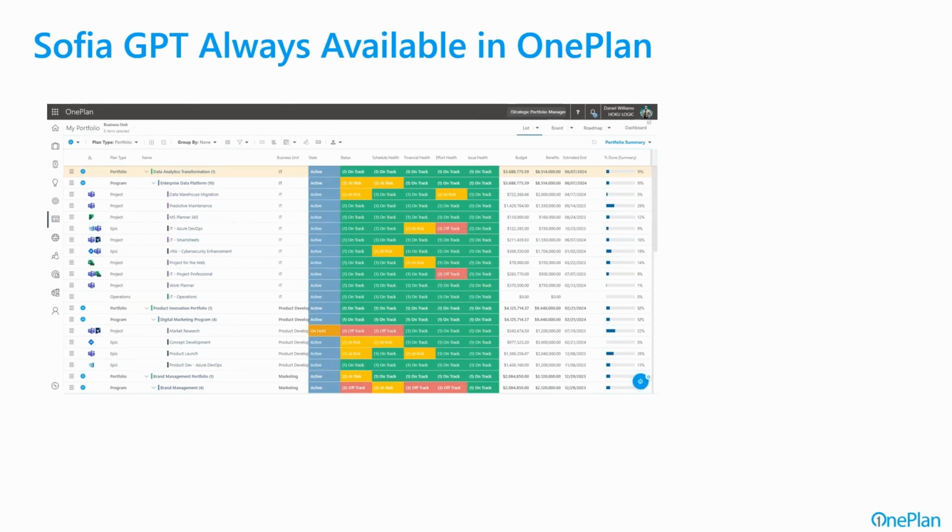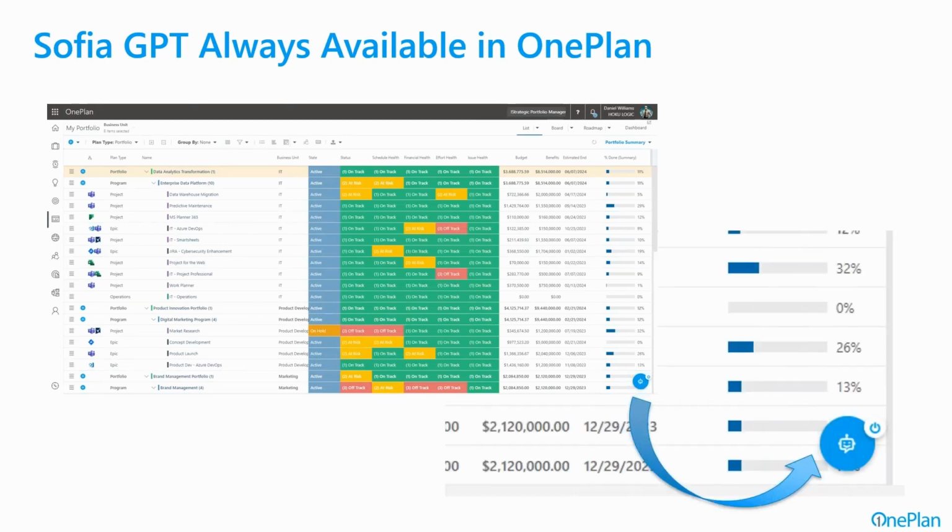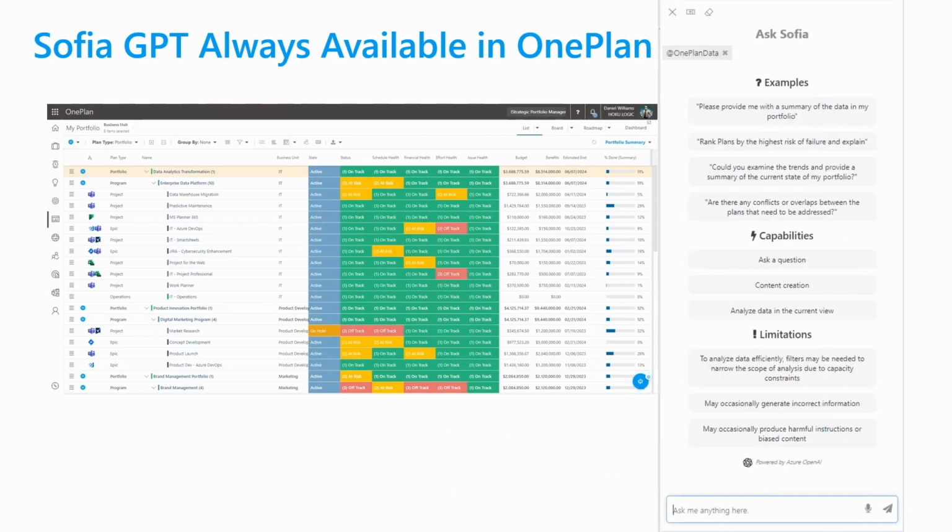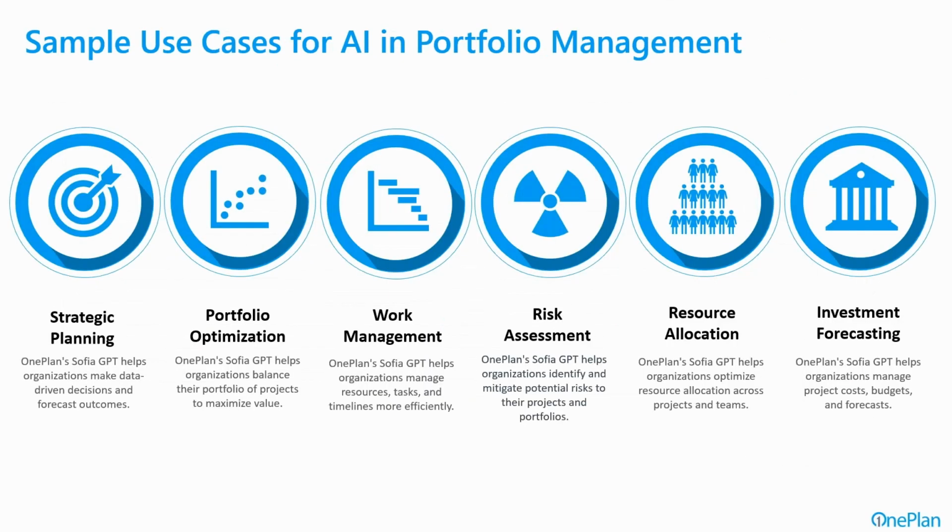And it's always on in OnePlan. So for example, down in the lower right, you'll see that there's a button, and it gives you access to Sofia, which then gives you, depending on context-wise where you are in the solution, some sample questions to ask, or you can just ask freeform any of your own. So as you are already used to doing within something like ChatGPT, it's simple for you to access and do.